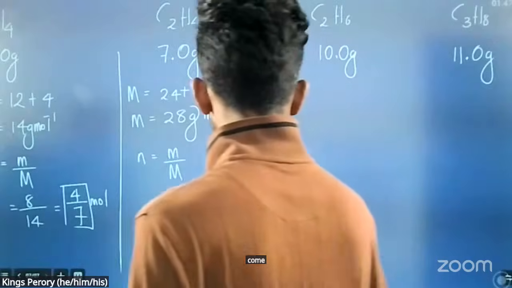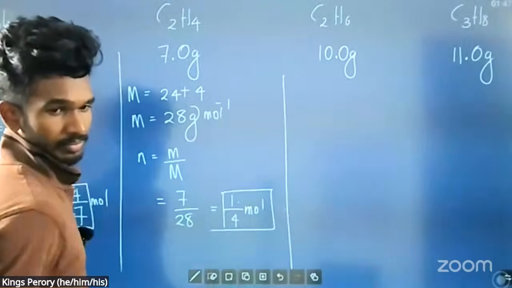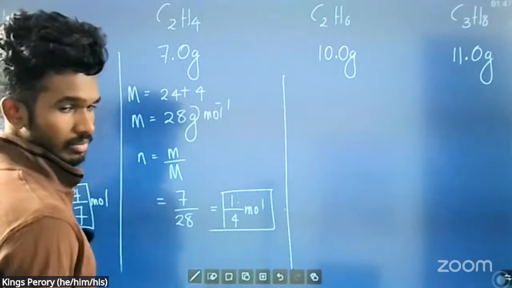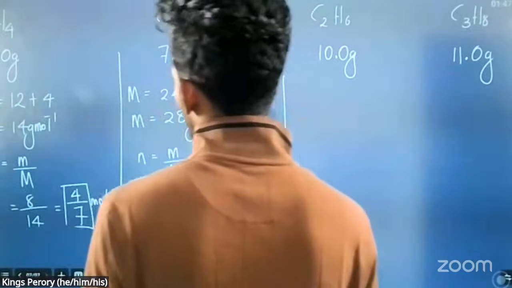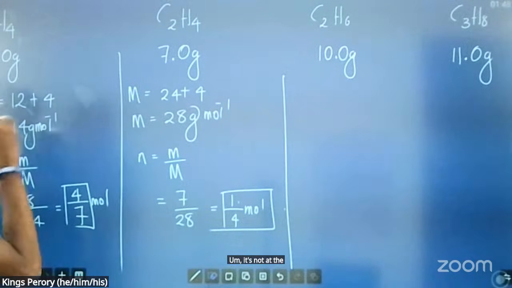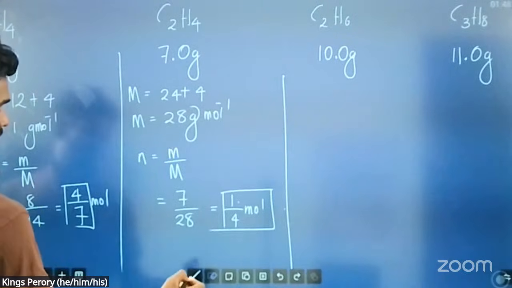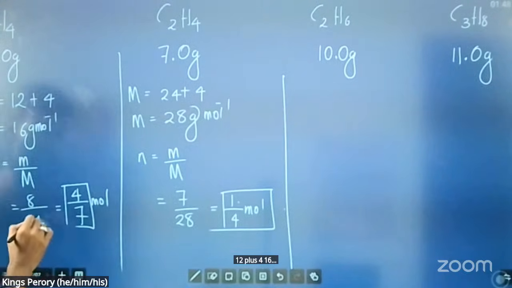Come to the third one. You made a mistake here. What is this? 12 plus 4, 16. So here you get 16.